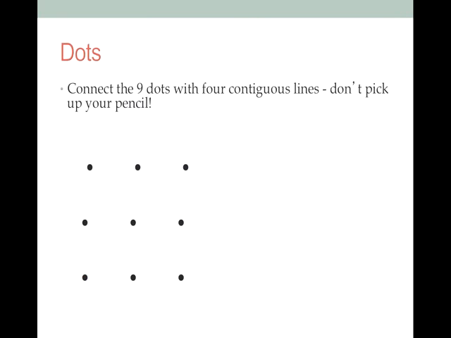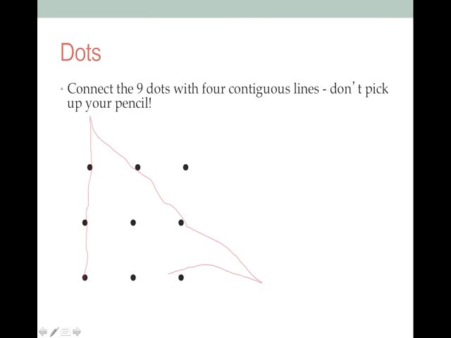This is the famous 9-dot problem. You have to connect all 9 dots with 4 contiguous lines, meaning you cannot pick up your pencil. Right? So the solution to the 9-dot problem is that you have to think outside the box, literally. You have to go outside the lines to connect all of the dots, if you ignore my terrible drawing. Okay? You can't stop inside the dots.